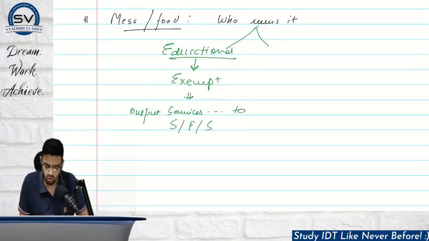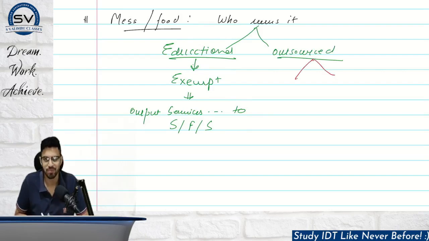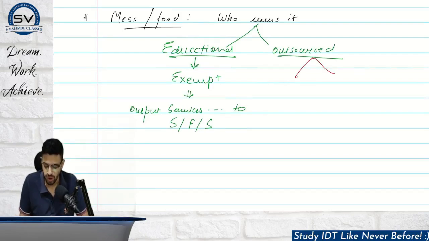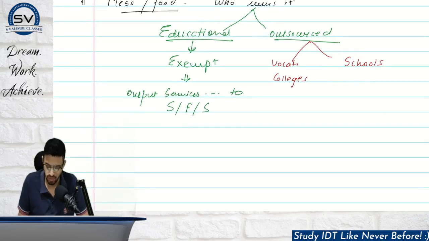Now if it is outsourced, then again we have to subclassify into two cases. First, if it is provided to vocational training institutes or colleges. Second, if it is provided to schools. So why are you classifying like this? Let's first complete the topic, then you will come to know. Things will click. Wait a minute.